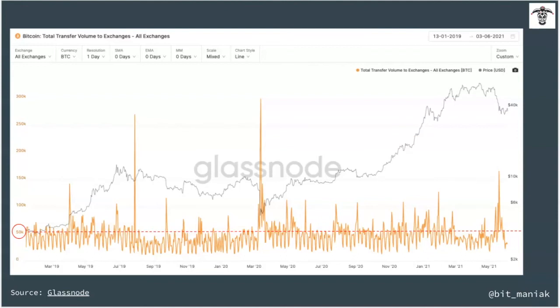Well, exchange flows are very useful for market sentiment analysis and to predict the short-term price movements. So for example, we see a big spike in exchange inflows that happened recently. So I've circled that in red. So let's zoom in to see exactly how that played out.